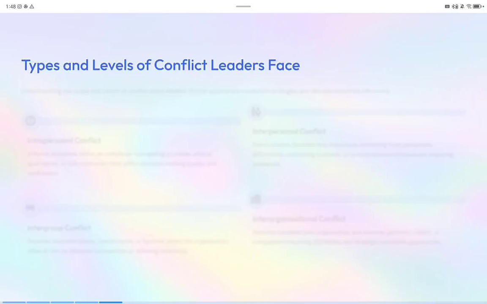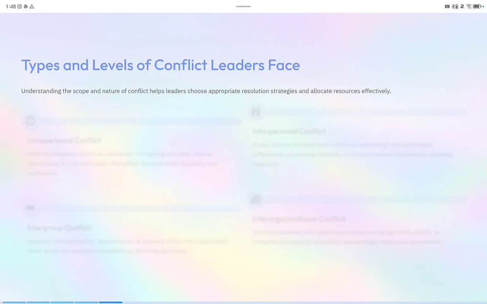The types of conflicts and the levels of conflicts that leaders face. Understanding the scope and nature of conflict helps leaders choose appropriate resolution strategies and allocate resources very effectively. The first and foremost type of conflict is the conflict that we have within ourselves.